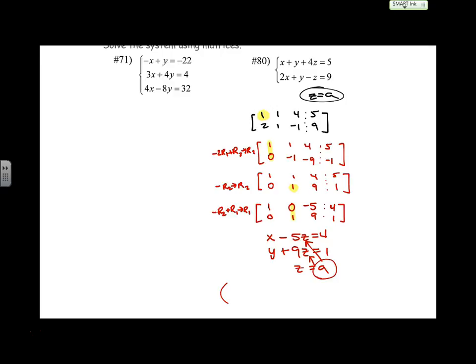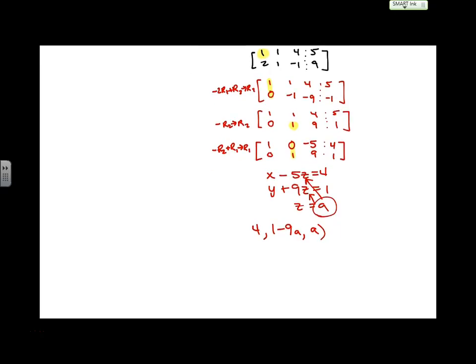So, x minus 5a, add 5a. X equals 5a plus 4. Y plus 9a is 1. Subtract 9a. 1 minus 9a. Z is equal to a. So row reducing even makes these types of problems nice because the back substitution is a whole lot easier than it was before.